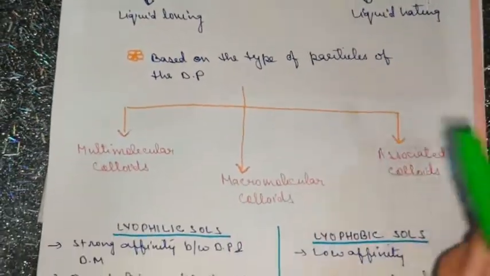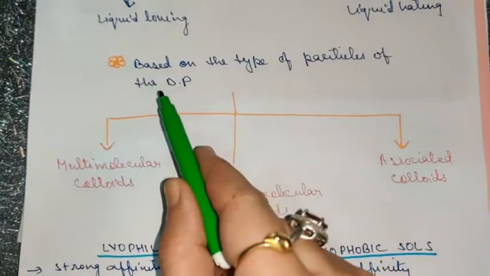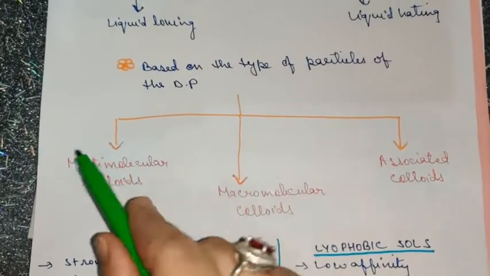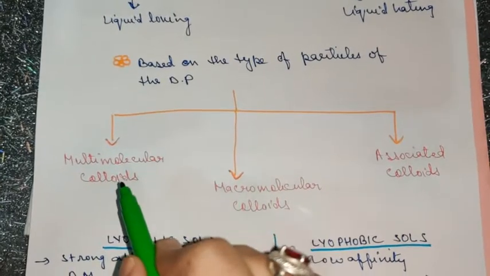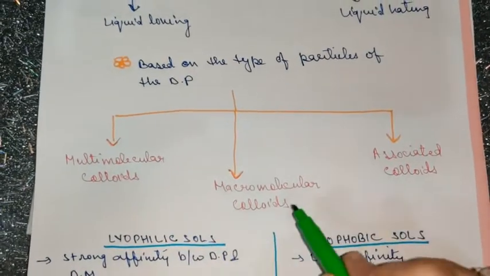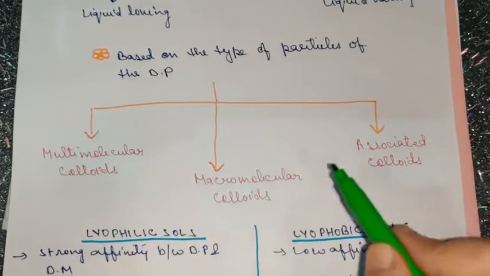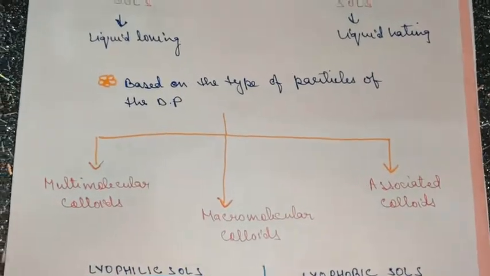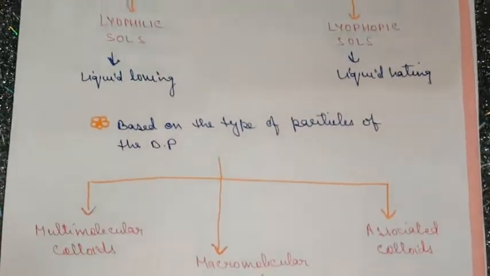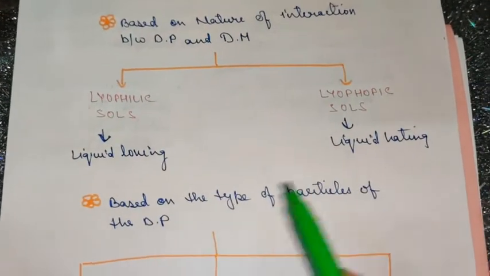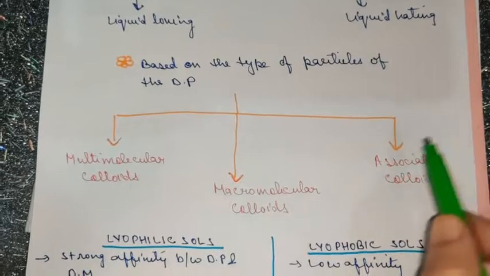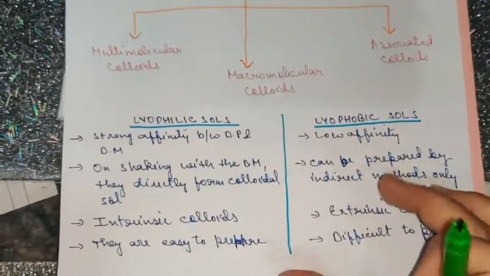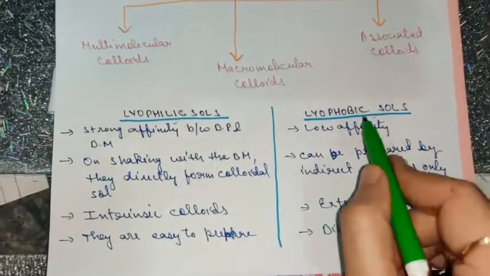Now another classification is based on the type of particles of the dispersed phase. Like it can be multimolecular colloids, many molecules aggregated together. Then macromolecular colloids, that is bigger sized molecules. Then associated colloids like micelles. Again, I'll be discussing these in detail. So these are the basic classifications of the colloidal system: lyophilic, lyophobic, and then these based on the type of particles of the dispersed phase.